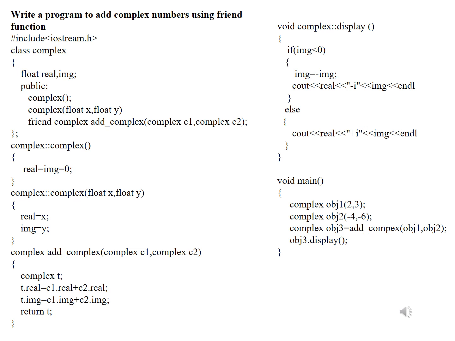Carefully observe this slide. In this slide, we are writing a program in C++ to add complex numbers using a friend function. It is written like this: hash include iostream.h, class complex, open bracket, float real comma imag, public complex, again complex float x comma float y, friend complex add underscore complex, open bracket, parameters passed as complex c1 comma complex c2, close the class.